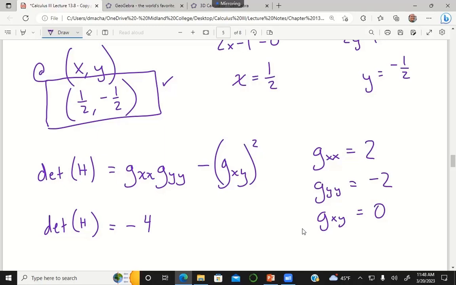If this determinant is negative, that means my critical point is a what? A saddle point. Yeah.